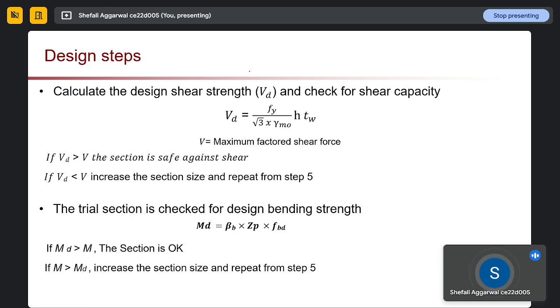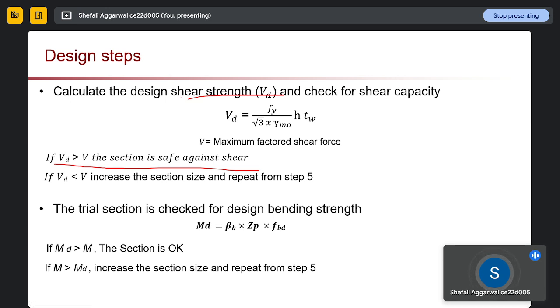Next, after our section is fixed, after we have classified our section as plastic, compact or semi-compact, we will calculate the design shear strength. After calculating it, we will check the shear capacity: V should be less than VD. If V is less than VD, then our design is good and our section is safe against shear. If it is not, then we will change the section, choose a higher section, and repeat the complete procedure.